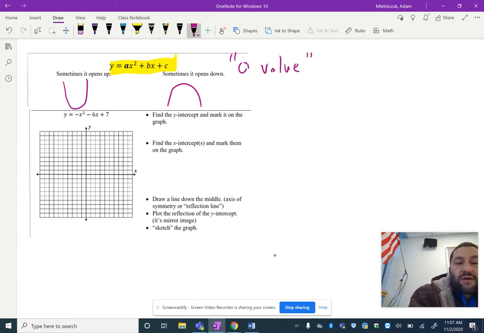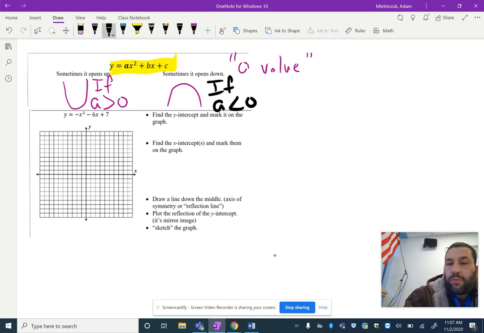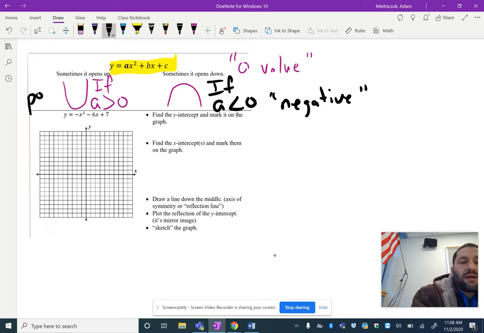So if A is positive, it opens up. If A is negative, it opens down. Okay, so negative opens down, positive opens up. And we're going to need that for our next problem.